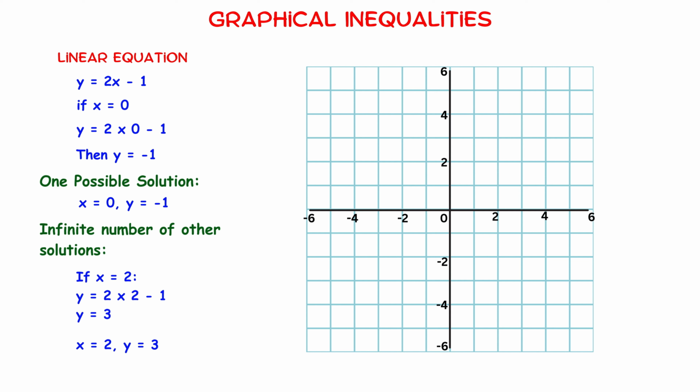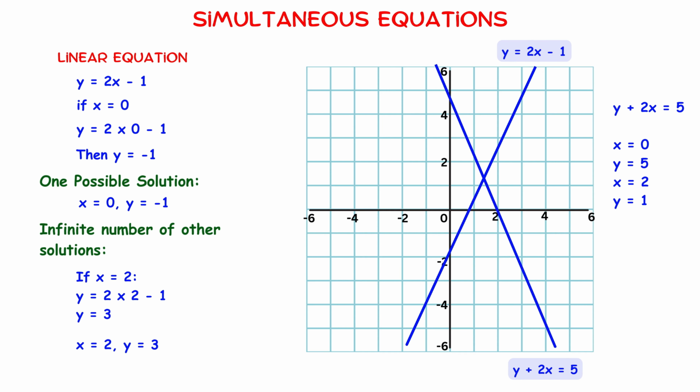However, there's also an infinite number of other possible solutions. For instance, if x is 2, then y would be 2 times 2 minus 1, which is 3, so x equals 2, and y equals 3 is another possible solution. Visualization. We can actually visualize all of the possible solutions if we take a graph and plot the line of y equals 2x minus 1. Basically, every point along this line is a possible solution. For example, here's our first solution of x equals 0 and y equals minus 1. And here's our second solution of x equals 2, y equals 3.